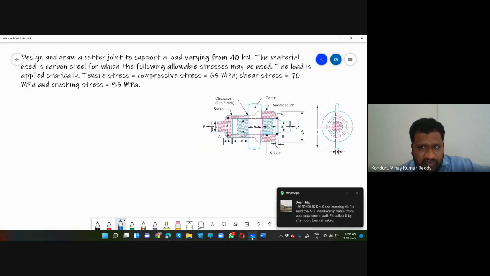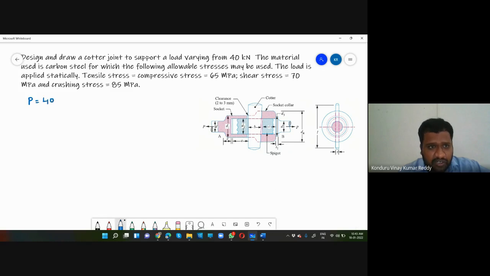to support a load varying from 40 kilonewtons. That means the P value, the load, is given as 40 kilonewtons, which implies 40 into 10 to the power of 3 newtons.